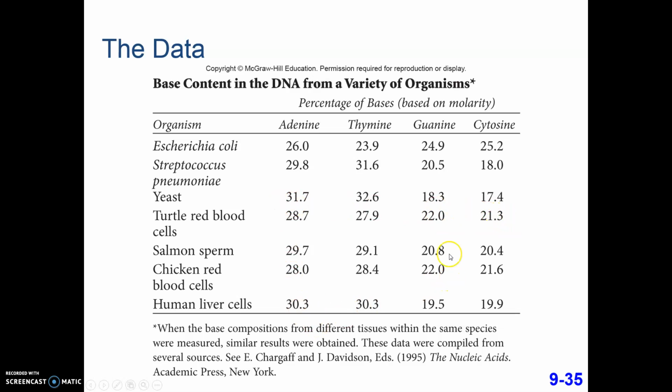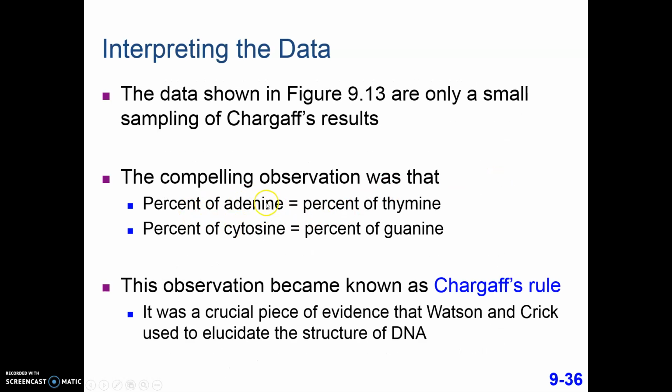The important thing to pull out from this is, regardless of where you source the DNA, the percentage of A's always matches the percentage of T's, and the percentage of G's always matches the percentage of C's, right? So A's always equal T's, and C's always equal G's. This observation was a crucial piece of information for Watson and Crick as they were starting to build their model and figuring out how the two pieces would fit together.